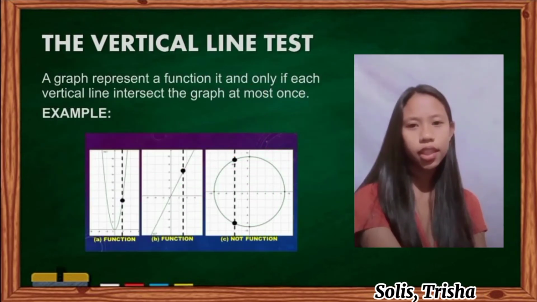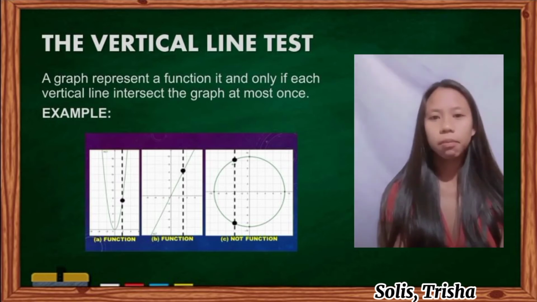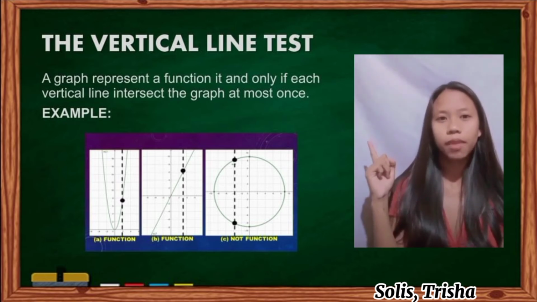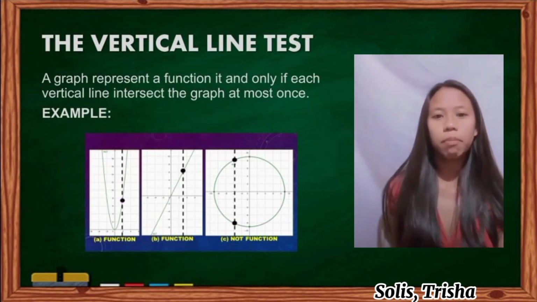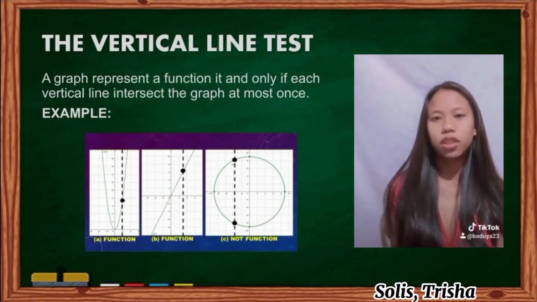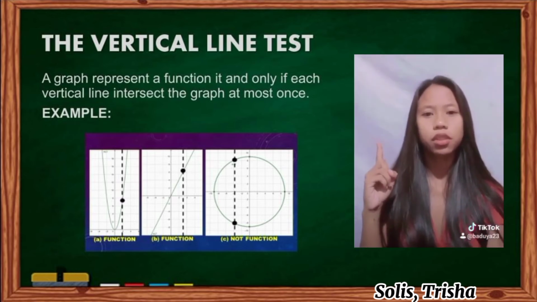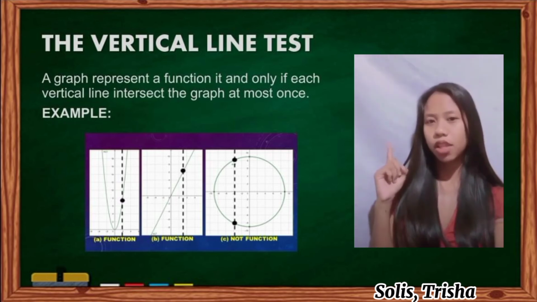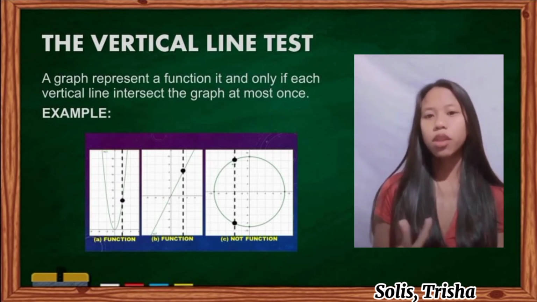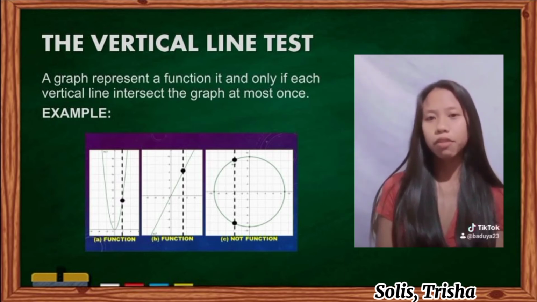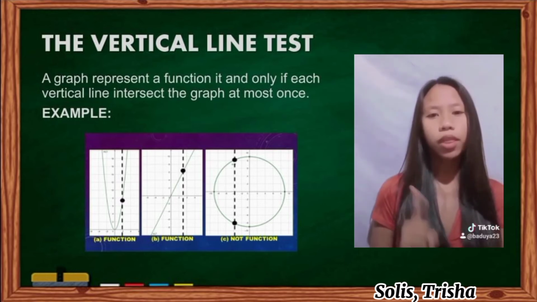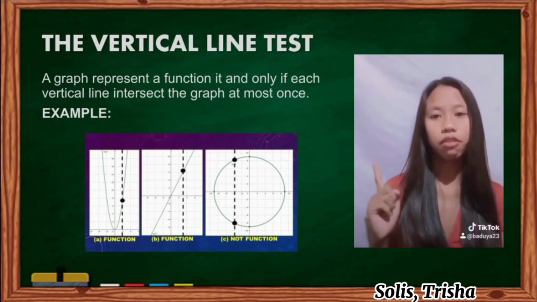The vertical line test. A graph represents a function if and only if each vertical line intersects the graph at most once. For example, in this first graph, when we draw a vertical line on any part of the graph, only one point is passed, so this is a function. The second graph is also a function. In this third graph, this is not a function. Why? Because 2 points of the graph are passed by the vertical line. Only 1 point of the graph must be passed. So therefore, this is not a function.